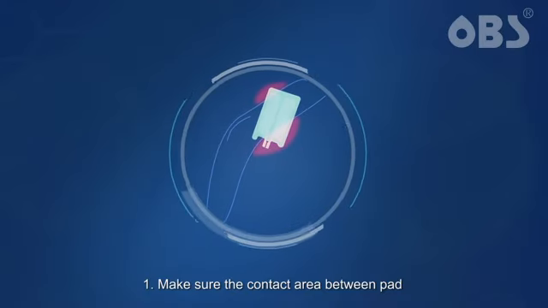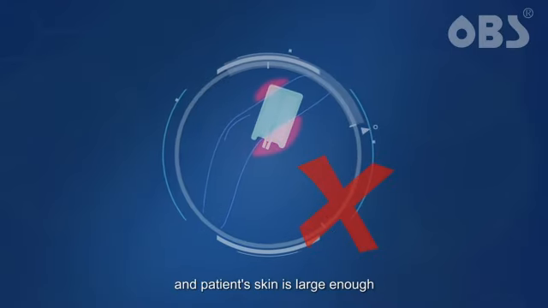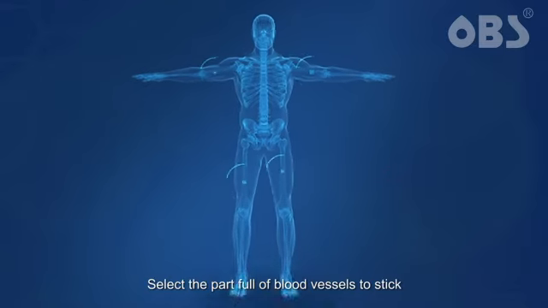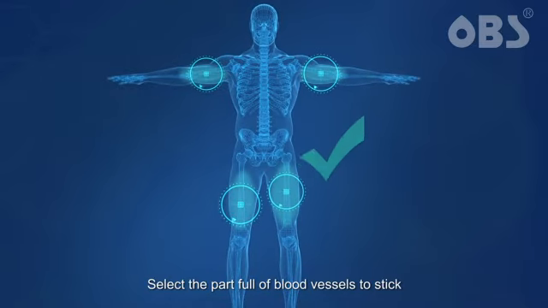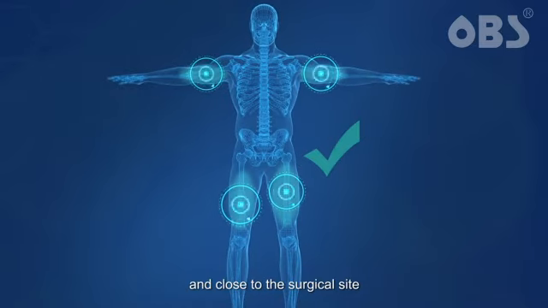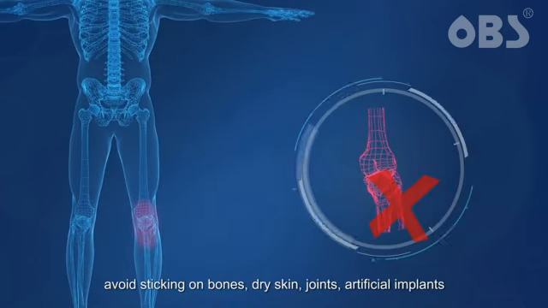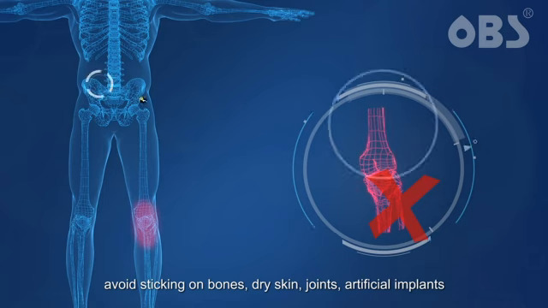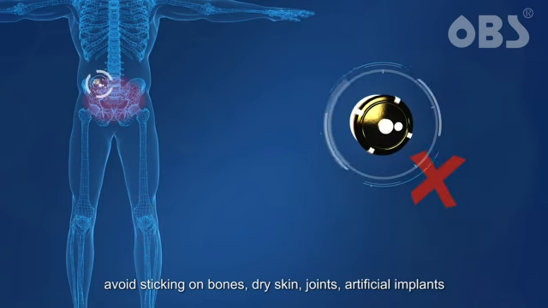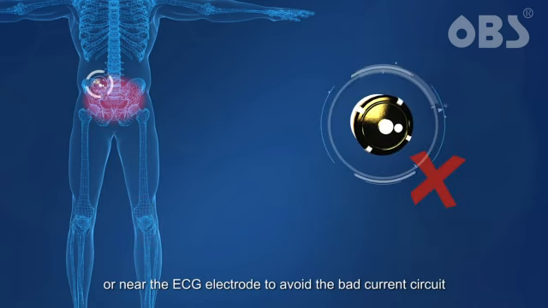1. Make sure the contact area between the pad and the patient's skin is large enough. Select a part full of blood vessels, close to the surgical site, recommended at the upper arm and thigh over the artery. Avoid sticking on bones, dry skin, joints, artificial implants, or near the ECG electrode to avoid a bad current circuit.